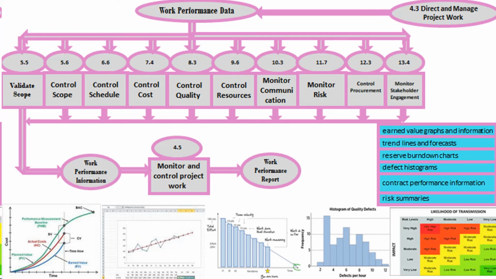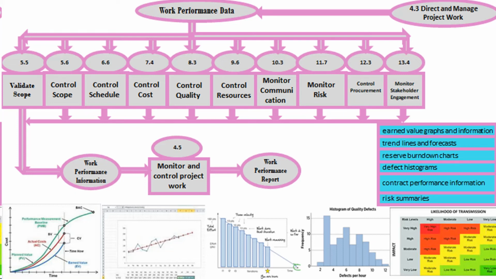Examples of work performance reports include status reports and progress reports. Work performance reports can contain earned value graphs and information, trend lines and forecasts, reserve burndown charts, defect histograms, contract performance information, and risk summaries. They can be presented as dashboards, heat reports, stoplight charts, or other representations useful for creating awareness and generating decisions and actions.